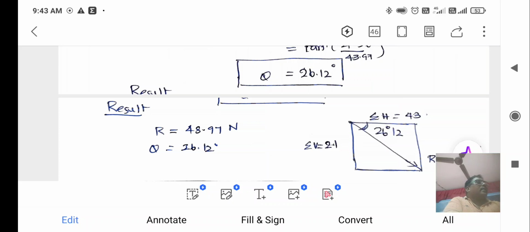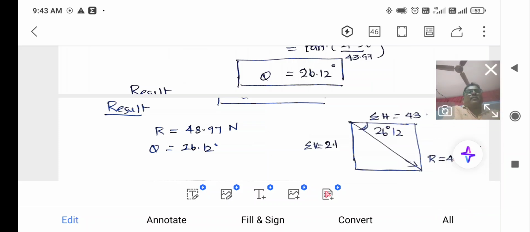The sum of H is in the positive direction, so draw the diagram in the positive direction. The sum of V is in the downward direction, so draw it downward: minus is downward and plus is upward. So the angle of the resultant force is 26.12 degrees, and R equals 48.97 Newton. This is one problem. We will discuss the next problem in the next class.